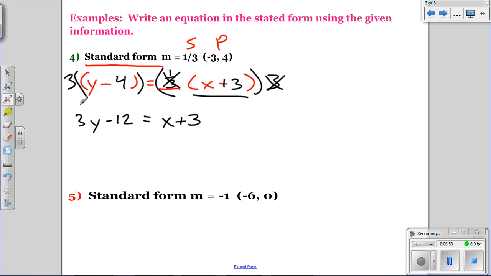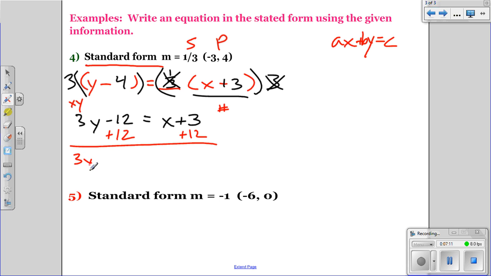I'm going to get, again, x and y on the left, numbers on the right, because we want to put it in standard form as ax plus by equals c. Okay. So first thing I'm going to do is move the 12 over to the other side. Get the numbers situated. So we have 3y is equal to x plus 15. And last step, move the x to the left-hand side. And again, I like to put the x's first, alphabetical order. Then the y's, and then the numbers by itself. So right here is standard form.